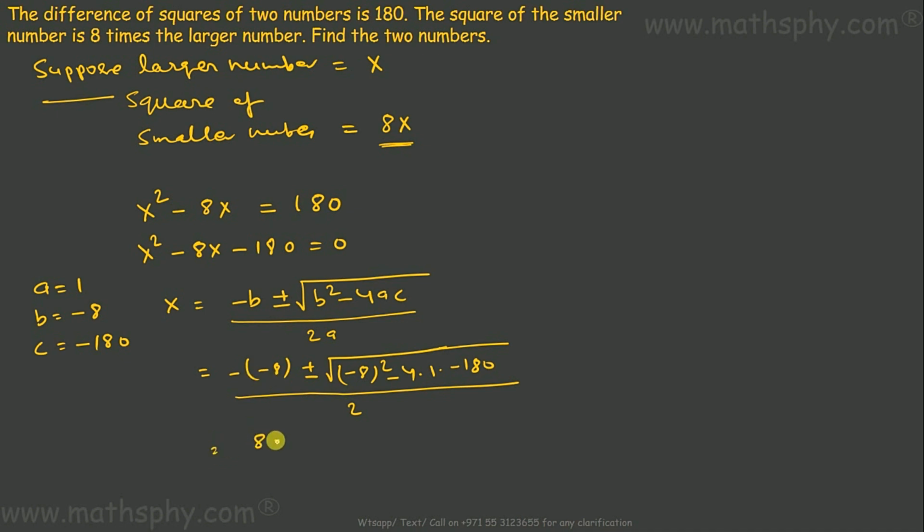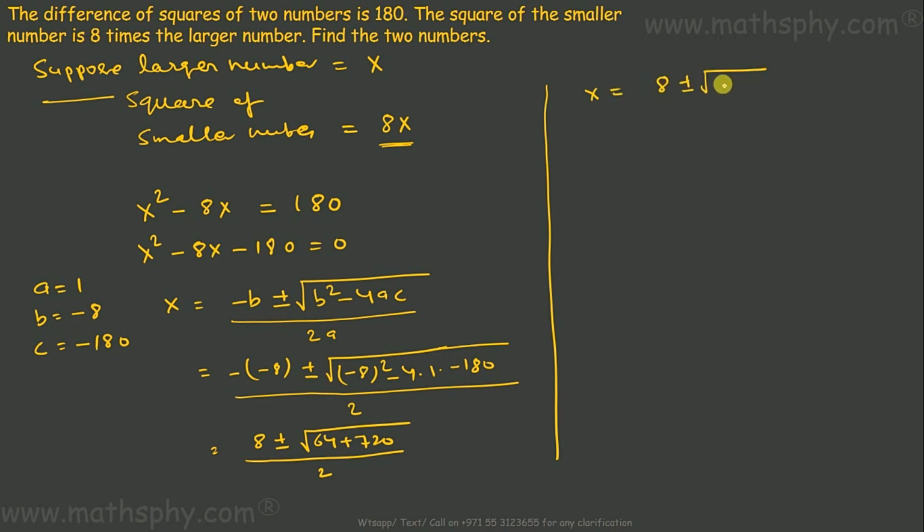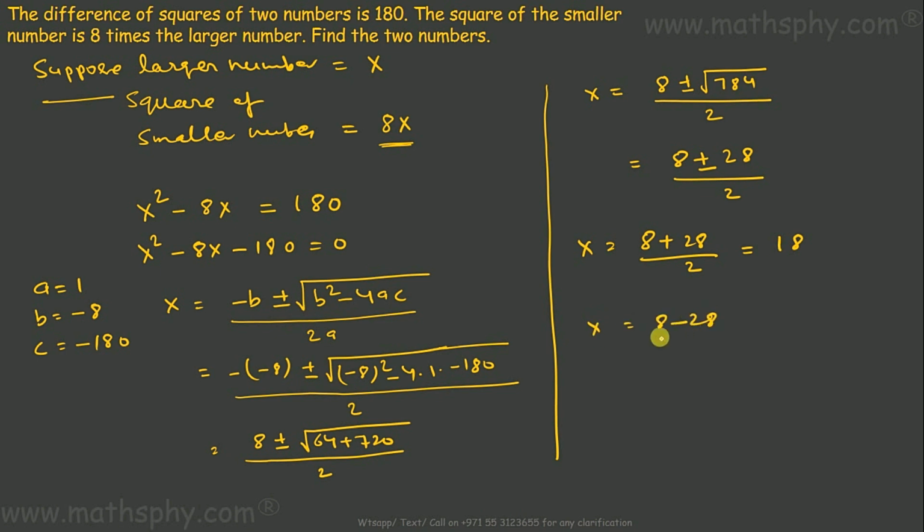Minus minus is plus. This would be 64, plus 180 into 4 is 720, over 2. So x equals 8 plus minus root 784 over 2. So this would be 8 plus minus 28 over 2. So x can be 8 plus 28 over 2, which is 18, and x can be 8 minus 28 over 2, which is negative 10.